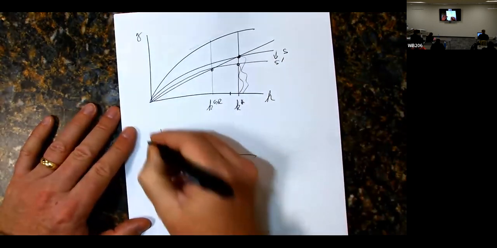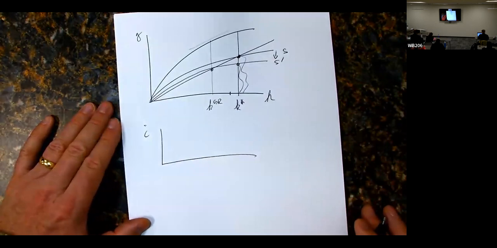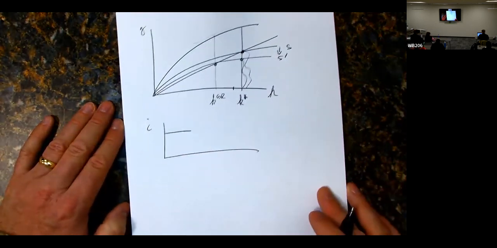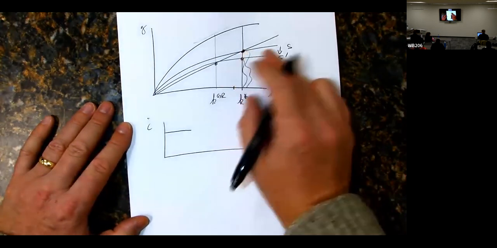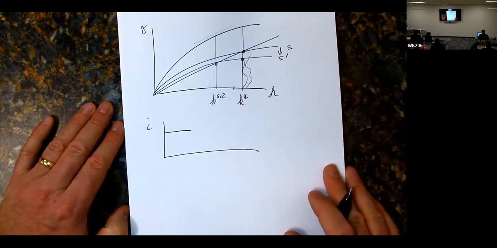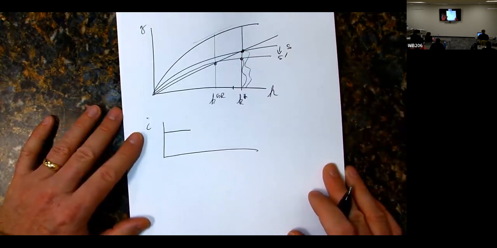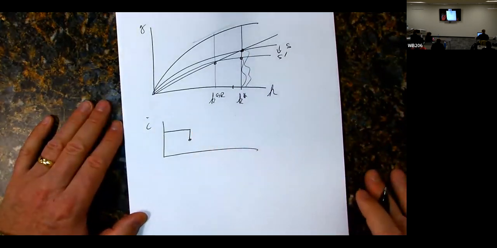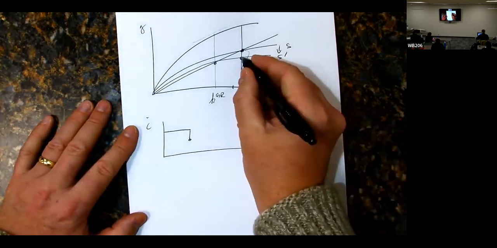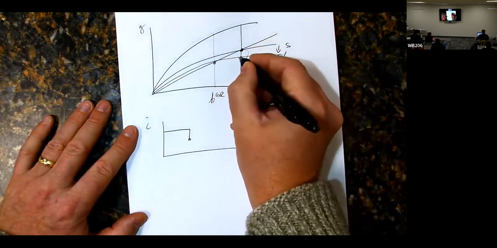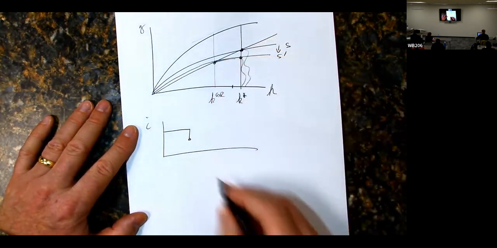So what happens to investment? We were at a steady state and investment was pretty constant. But when we introduce this shock to the savings rate, what happens to investment? Well, immediately investment falls. Then what? Well, interestingly, in the short run, investment falls, but in the long run, investment falls a little bit more.